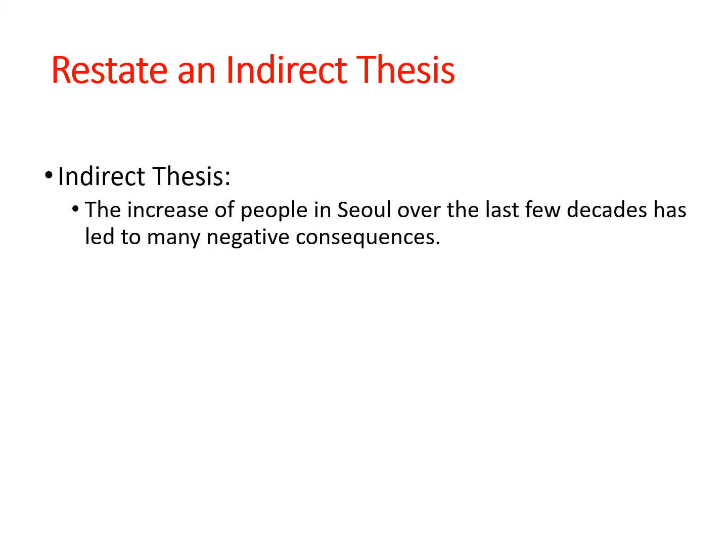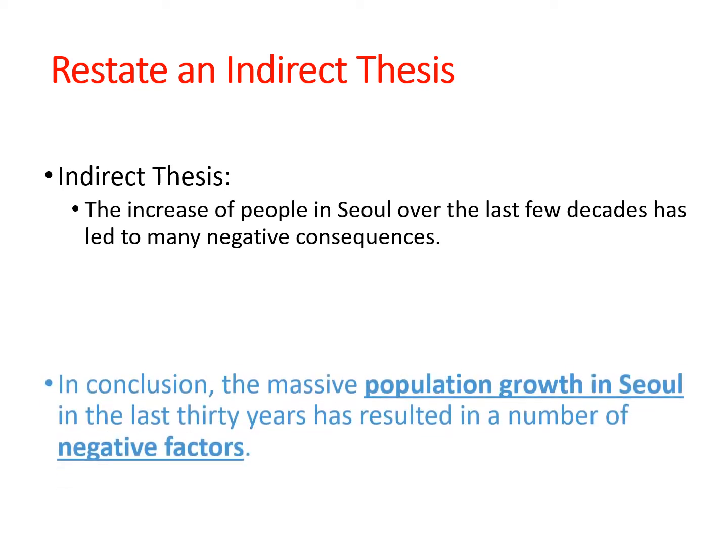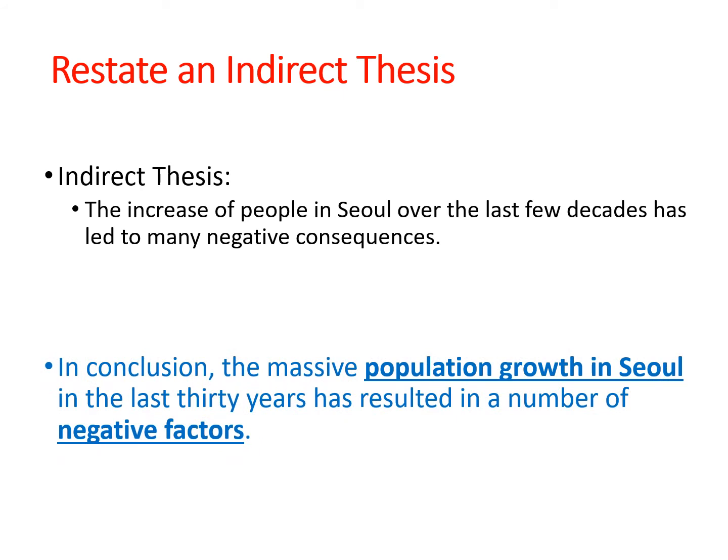If you remember, an indirect thesis does not state the 3 main points that it's going to present in the body paragraphs. So this is an example of an indirect thesis. It says the increase of people in Seoul over the last few decades has led to many negative consequences. The conclusion is just pretty much paraphrasing your own indirect thesis. Again, you just change some of the sentence structure and maybe a few words, and then you restate your thesis statement. This will lead directly into the second step.